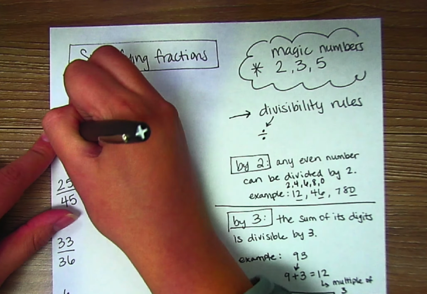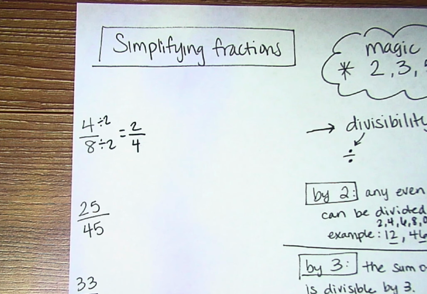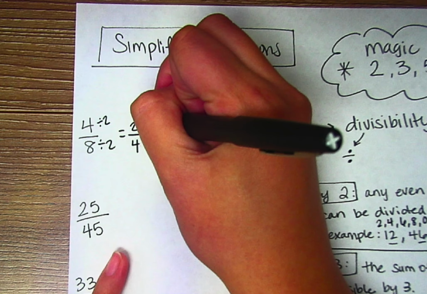Okay. So 4 divided by 2, let me zoom in for you. 4 divided by 2 is 2. Write my fraction bar. 8 divided by 2 is going to give me 4. Now, they're still even numbers, so I can still divide it. And then I'm going to still divide it by 2. So I'm going to divide the top and bottom number by 2.